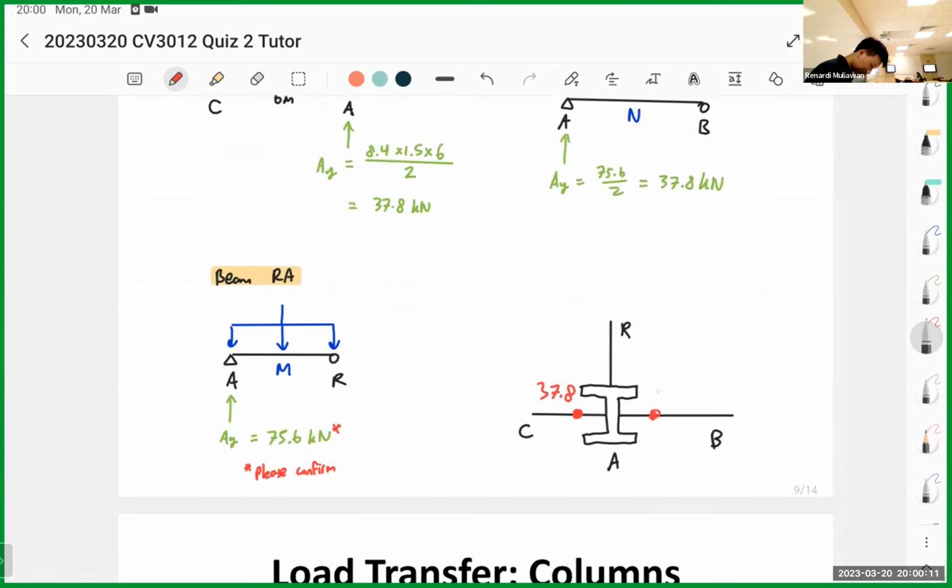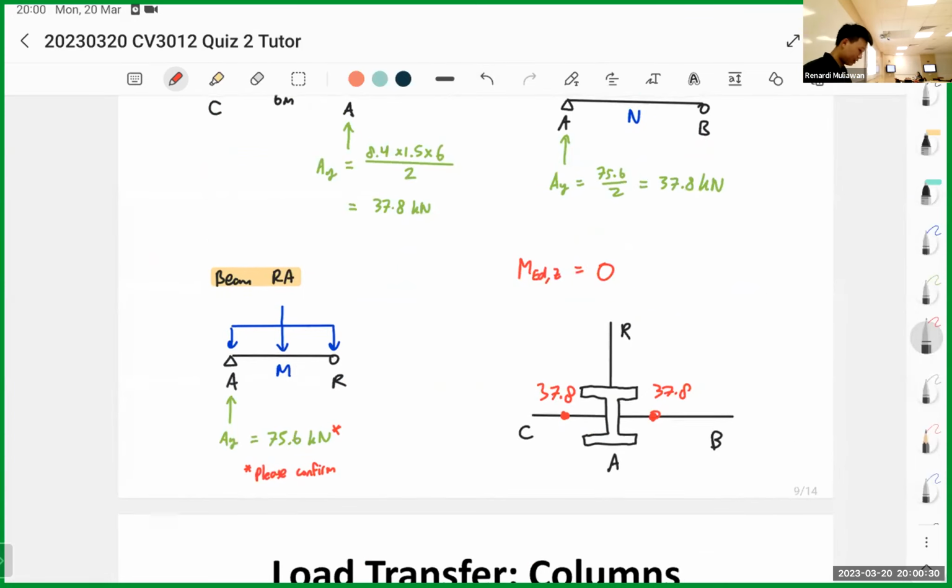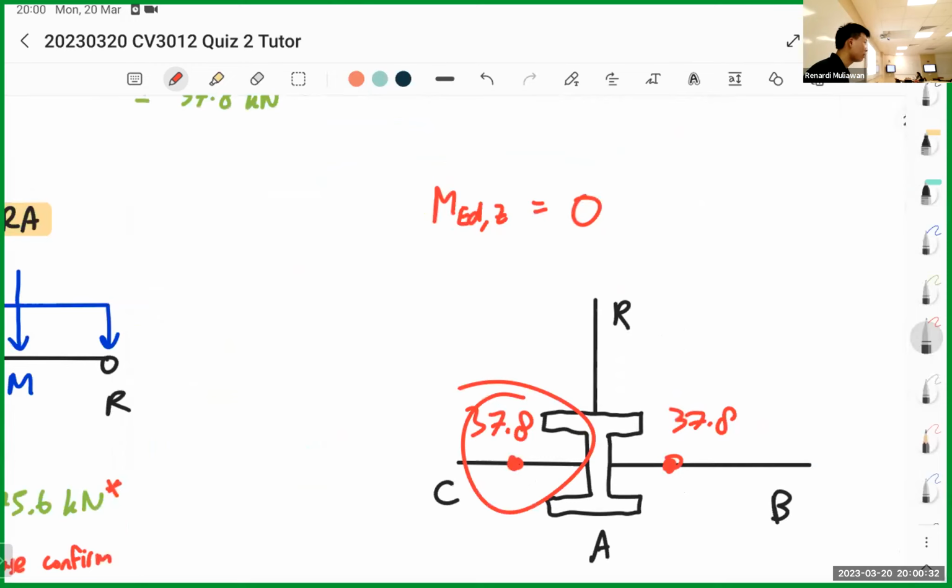Okay. And then the eccentricity is actually the same. So in this case, MEDZ, right? In this case, it's 0 because it balances out. So it's like a seesaw. Okay. If one of them, right, the AY is different, just need to minus the moment. Easy, right? It's like seesaw one.